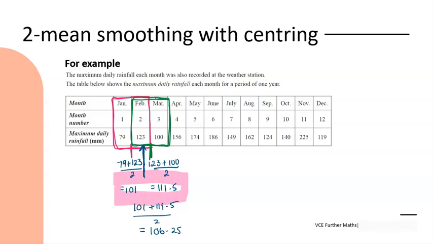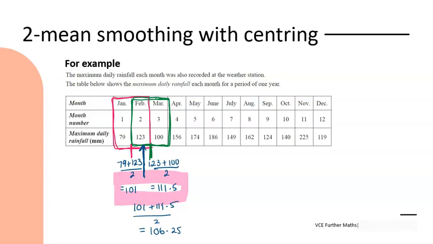So there are 2 levels to our calculations here. We find our 2 mean groups, working along our table and finding each of those. And then the second step is to center those values back in line with one of the actual month numbers, so that we're in line and can draw that onto a time series plot.